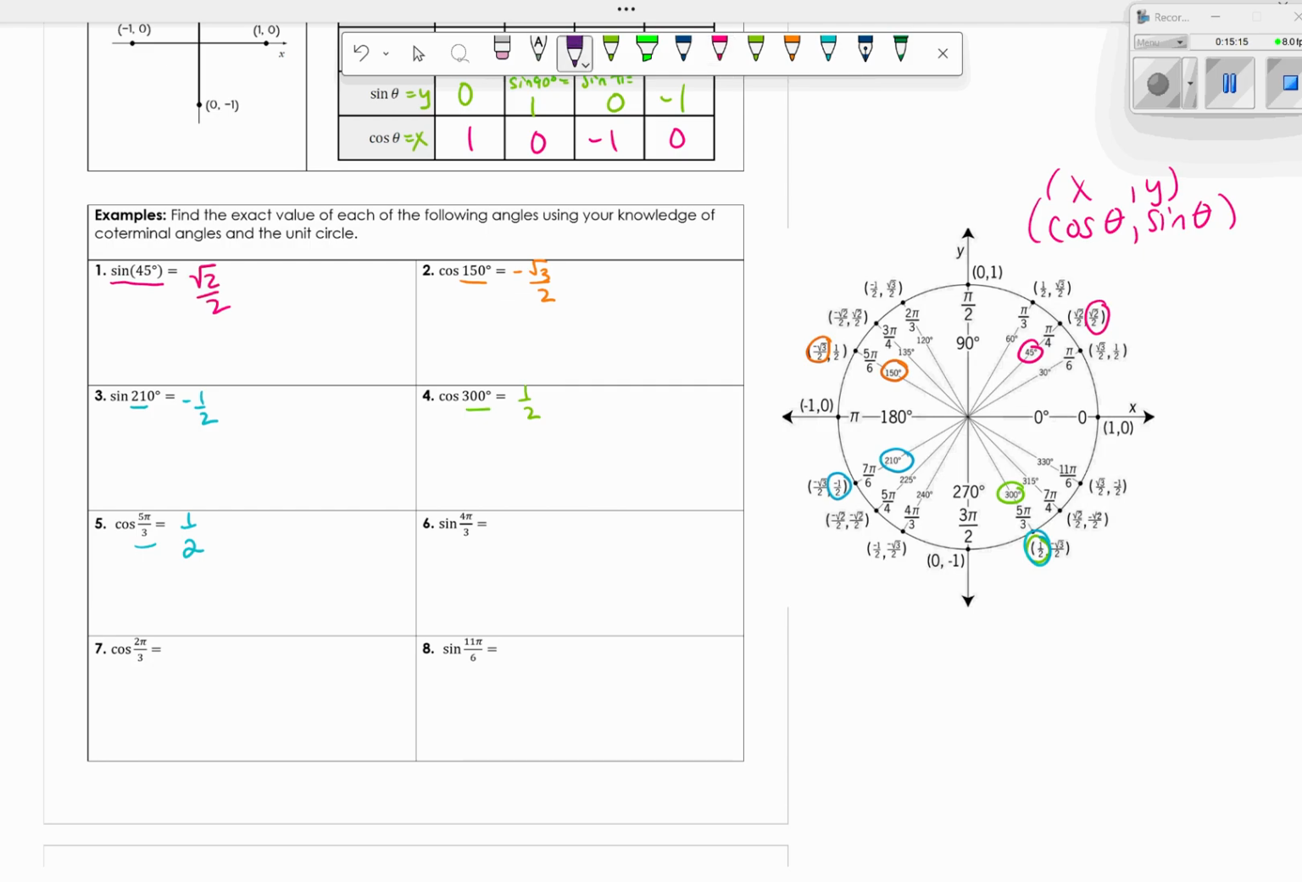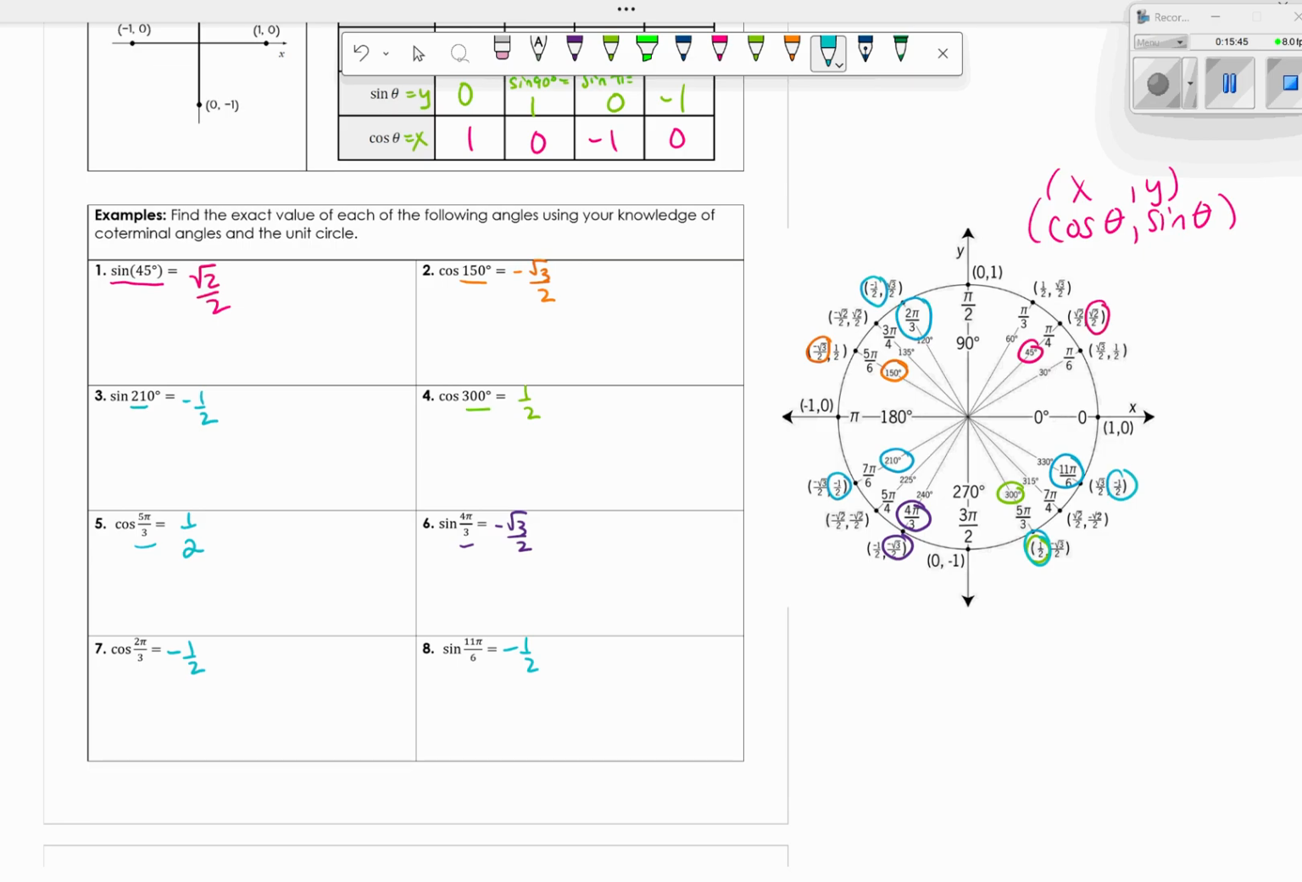The next one we have then is the sine of 4 pi over 3. Here's 4 pi over 3. The sine is the y coordinate, so negative root 3 over 2. Then we have 2 pi over 3, so the cosine of 2 pi over 3 is here, and here's this value, so negative 1/2. And the sine of 11 pi over 6, here's 11 pi over 6, the sine is the y coordinate, so negative 1/2. So that is how we use our unit circle to find these values.